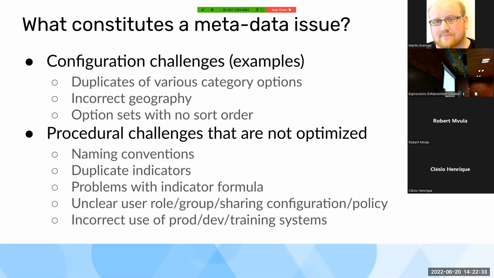But then we also have procedural challenges that are not optimized. For example, naming conventions, problems with indicators, either duplicate indicators or indicators with the wrong formula, issues with user roles, groups, and sharing, incorrect use of production, development, and training systems. A lot of these are linked to overall policies and procedures that are not implemented very well and lead to a number of subsequent problems in the system. We'll cover some examples as we go through this. But just so we can be on the same page, it's not just about the configuration, because often a lot of these procedures and principles lead to issues that we see later on down the track, especially when we're looking at systems that have been built over a very long span of time.